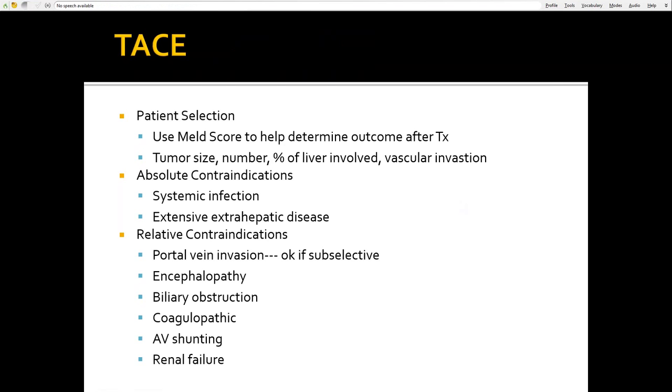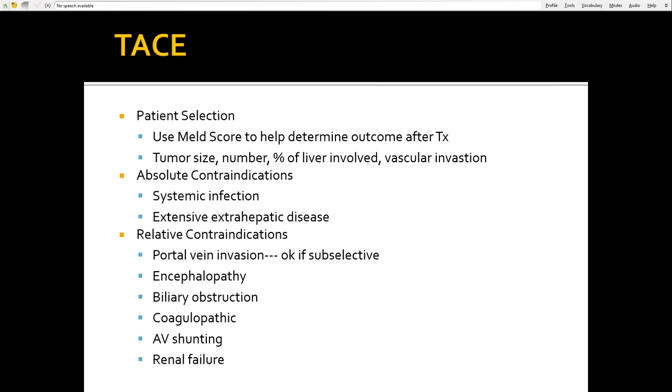Contraindications would be systemic infection or extensive extrahepatic disease. You really don't want to be treating a patient with TACE if they've already walked in your door and they've got stage 4 cancer and it's all over their body. You're not really going to do them any good. So you really want to treat when it's fairly localized and only within the liver itself.